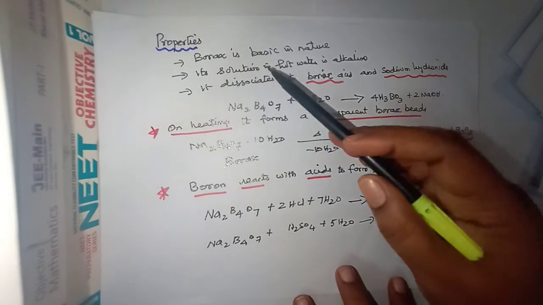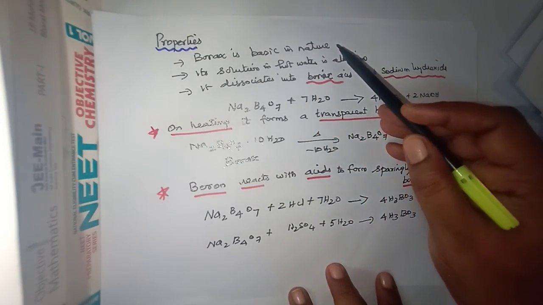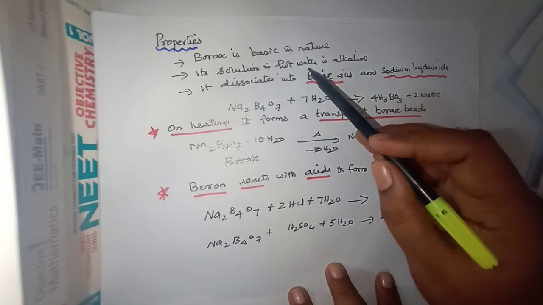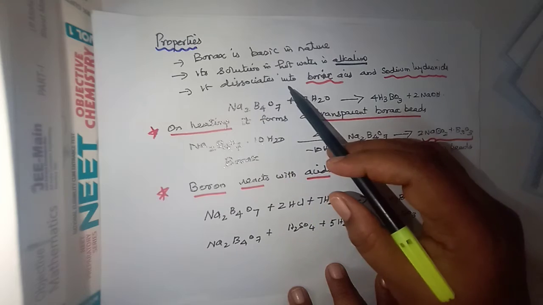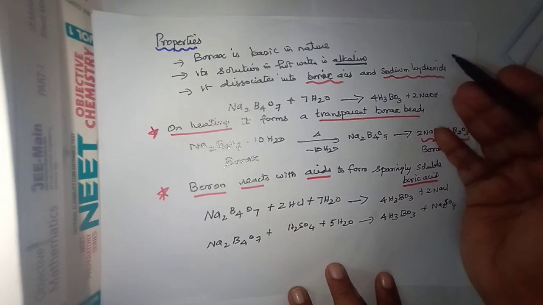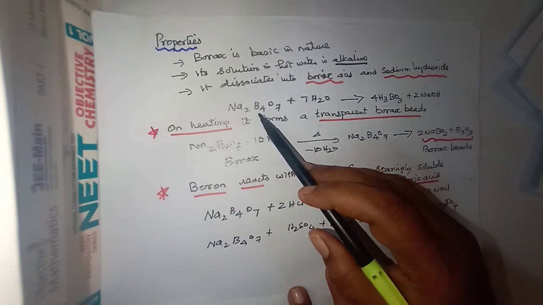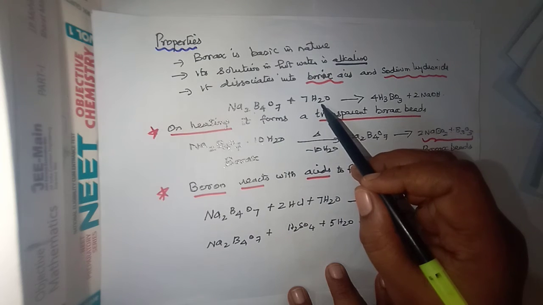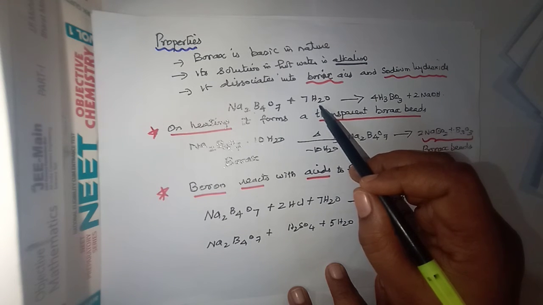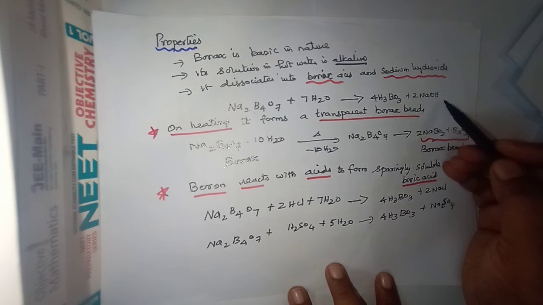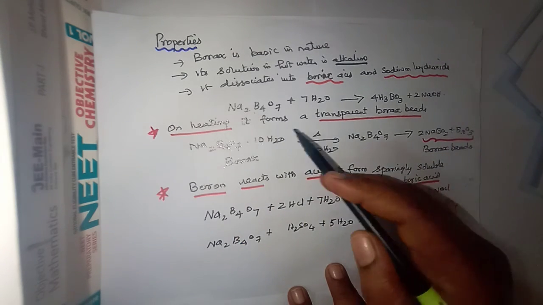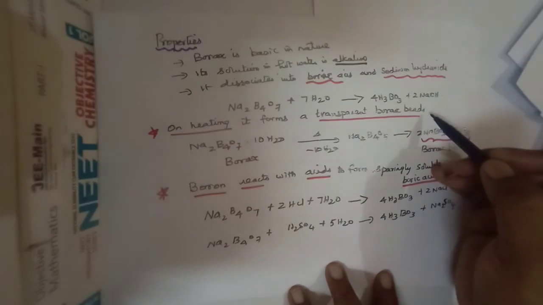Properties of borax. Borax is basic in nature. Its solution in hot water is alkaline. It dissociates into boric acid and sodium hydroxide. Take borax in water, hydrolysis with water: in hot water it gives boric acid and sodium hydroxide. On heating, it forms a transparent borax bead.